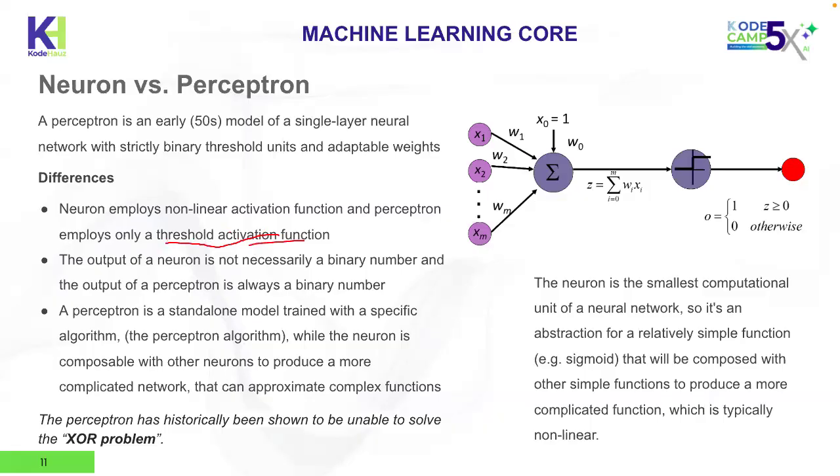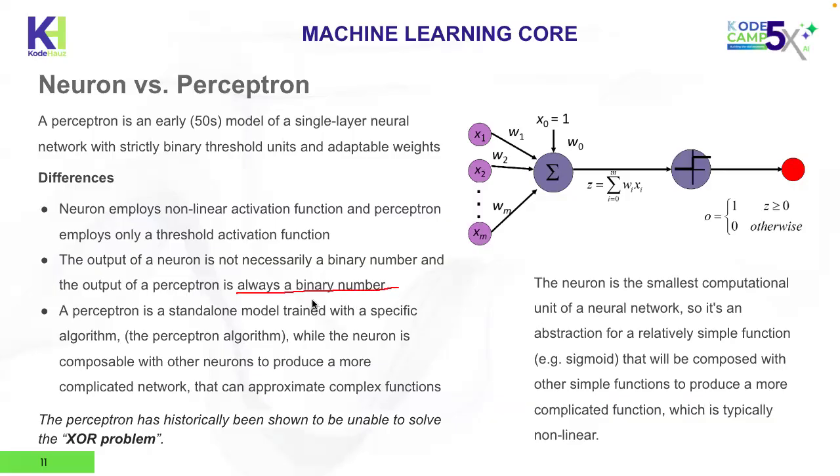Then the second difference is that the output of a neuron is not necessarily a binary number. In other words, it can be a floating point number. It could be 2.5. It could be greater than 1. It could be less than 1. It could be a decimal. It could be anything, right? It could be negative or positive. But for a perceptron, the output must always be a binary number. In other words, it must always be either 0 or 1. And again, that was one of the limitations of the perceptron in those days, right? So that's something, again, to pay attention to.